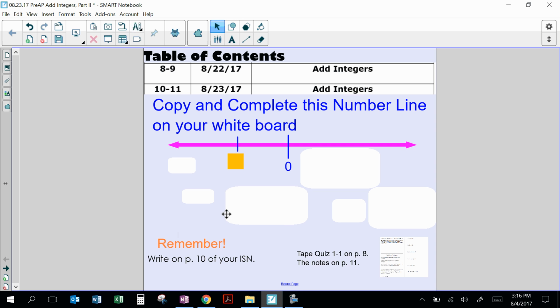Welcome. This is adding integers, part 2. So in this number routine, I would like you to copy this number line, and you're going to complete it on your whiteboard.